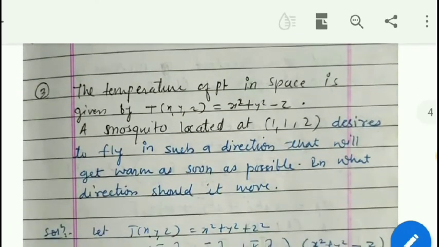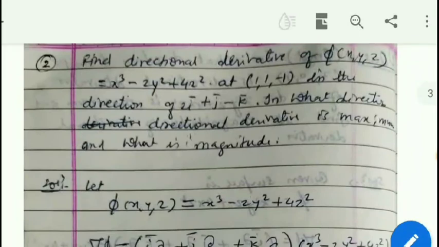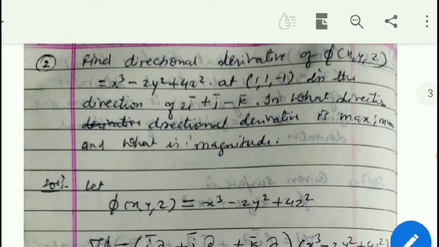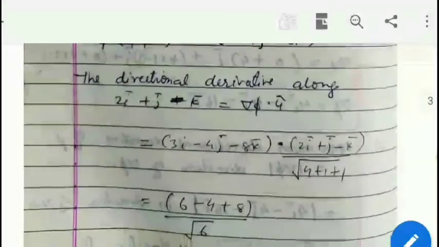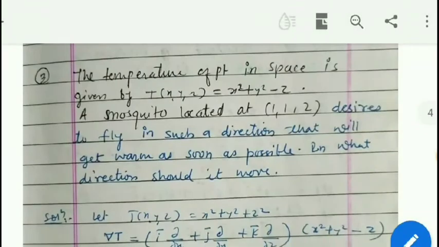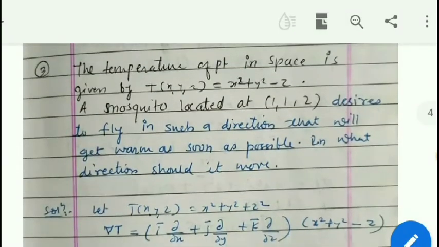Okay. In that question, we have to calculate the directional derivative and the maximum directional derivative both. In the next question, the third question, okay.